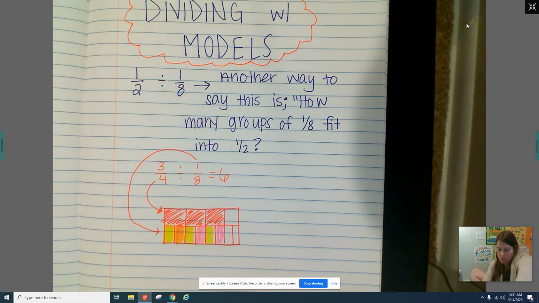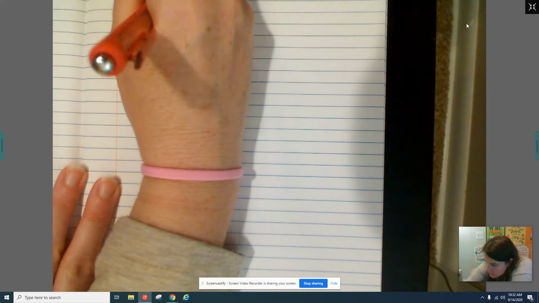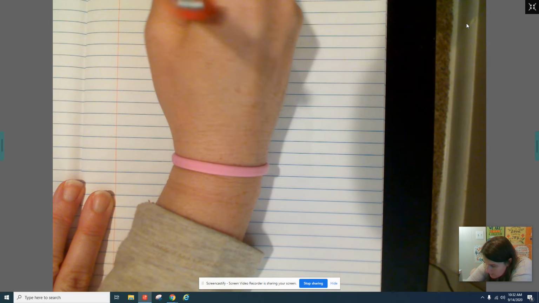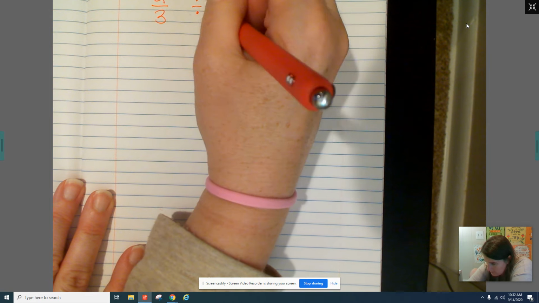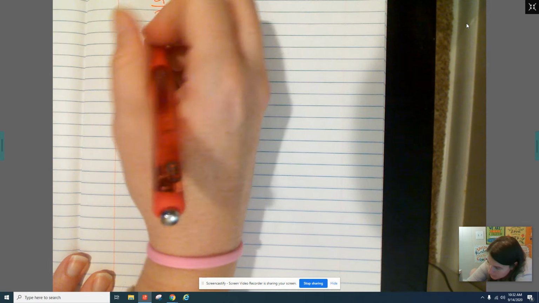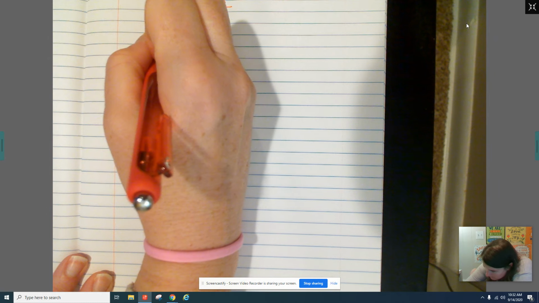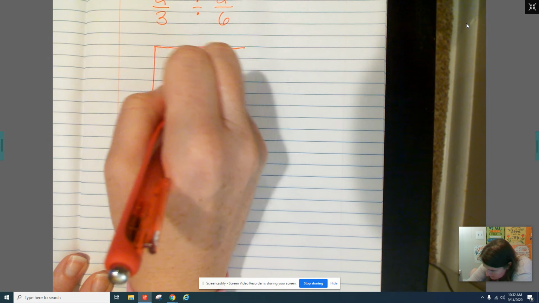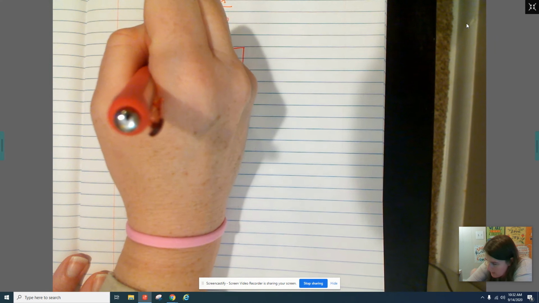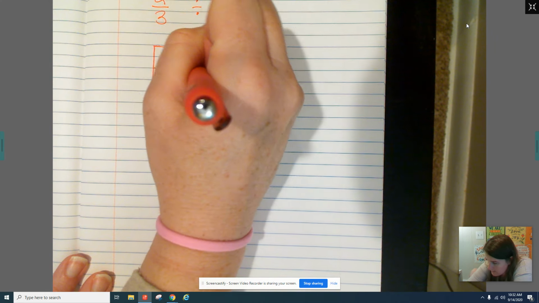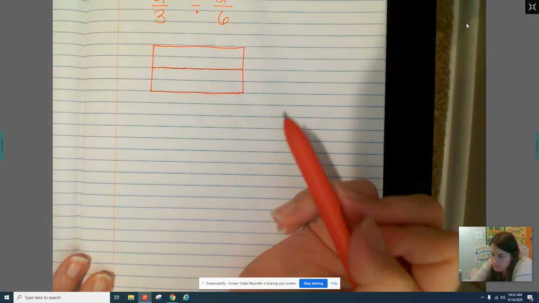Okay, I want to try one more. I'm going to turn the page. Again, you're just watching and just thinking. Okay, I want to do 2/3 divided by 2/6. Okay, so I'm going to try to model it like this. So again, the way that we could say that alternatively is how many groups of 2/6 fit into 2/3.